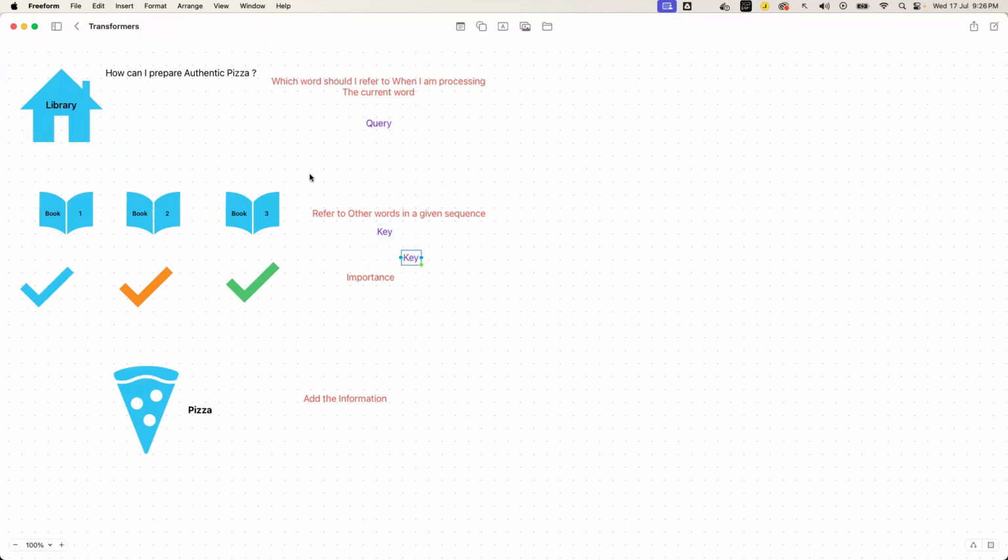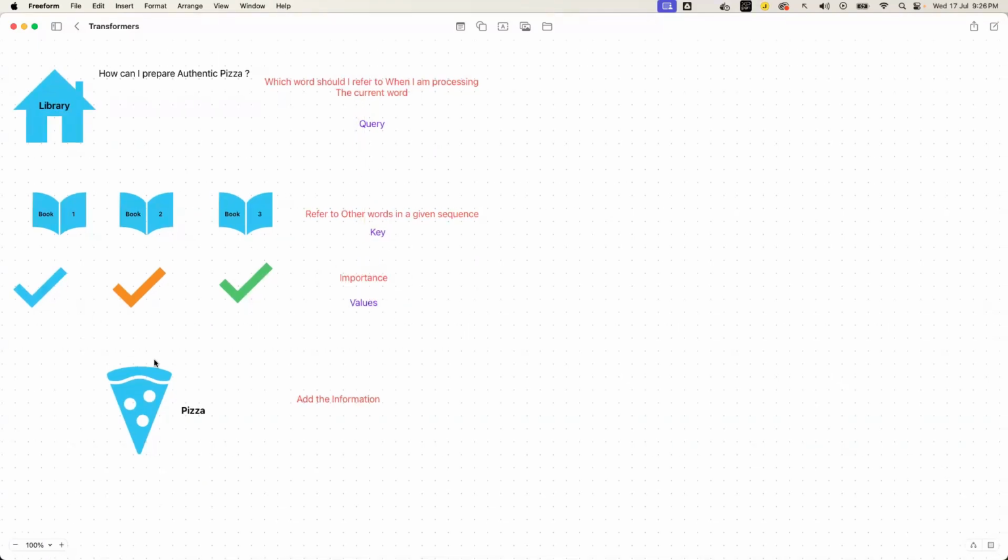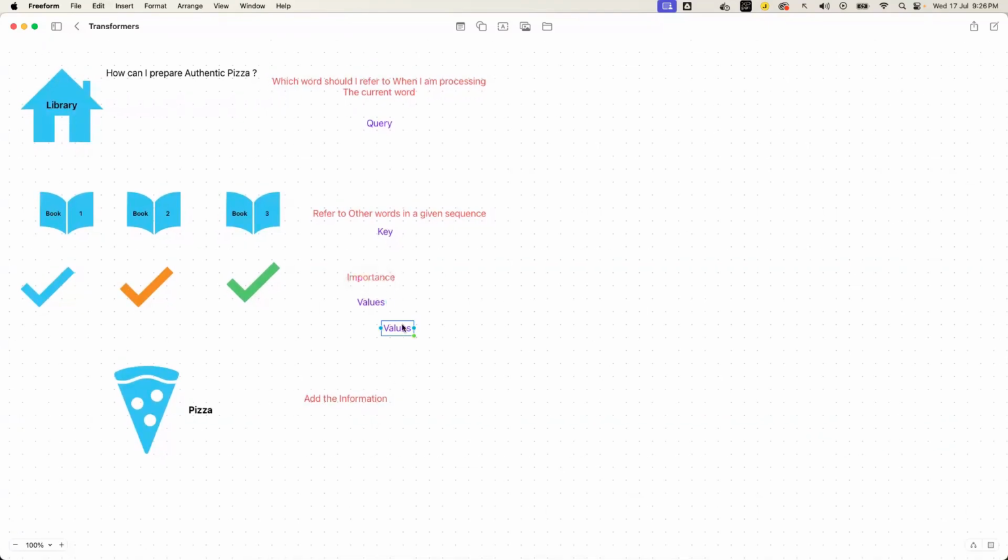Now, at the end, we got the importance. We call it the values. Finally, whatever total value I get, I'll perform the summation. So from this understanding standpoint, we call it the Q component, the K component, and the V component.